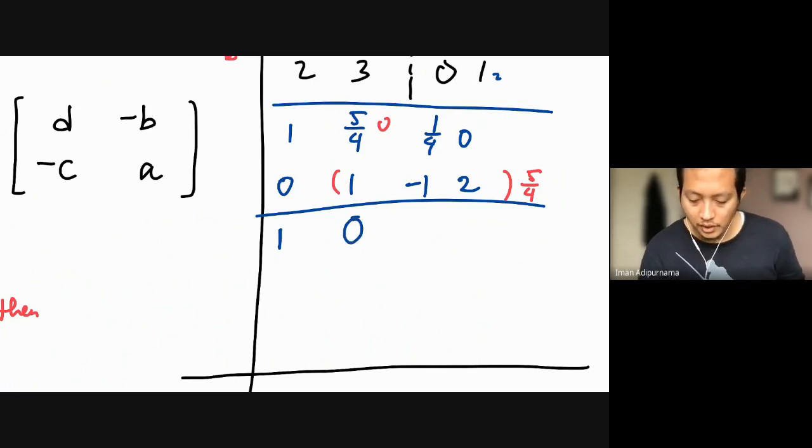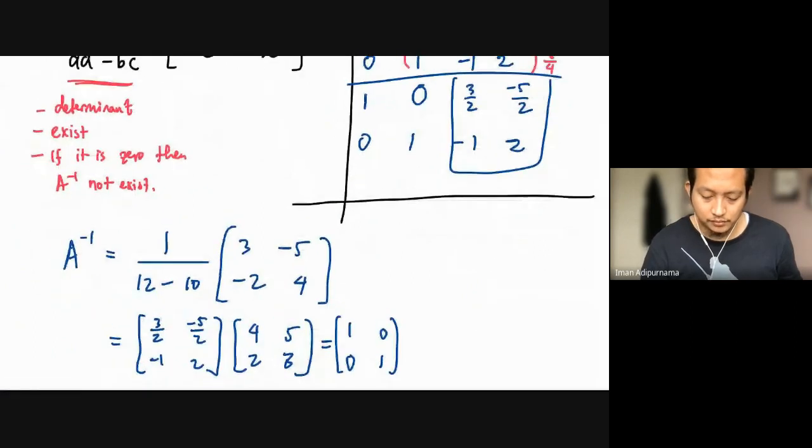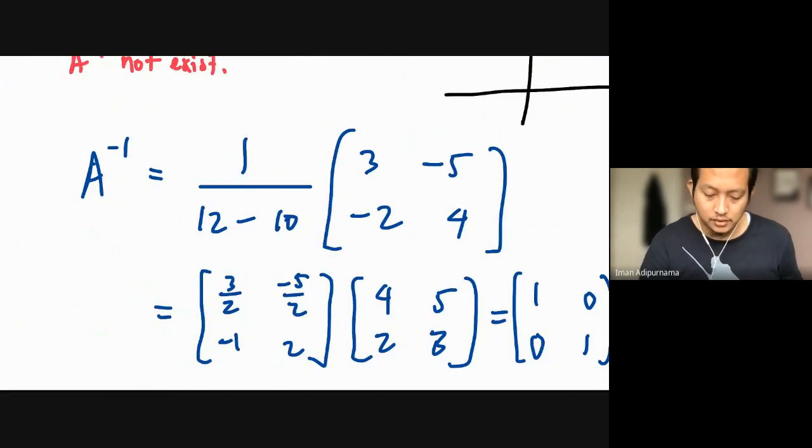Okay, 1/4 minus 5/4, so 1/4 plus 5/4 is 6/4, or 3/2. Okay, and 0 minus 5/2, so minus 5/2. Okay, and below, write the same thing. Is it the same inverse? It's the same inverse.